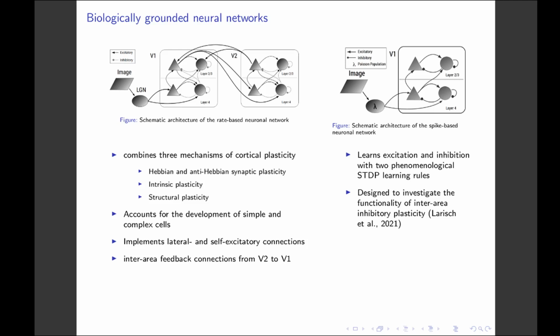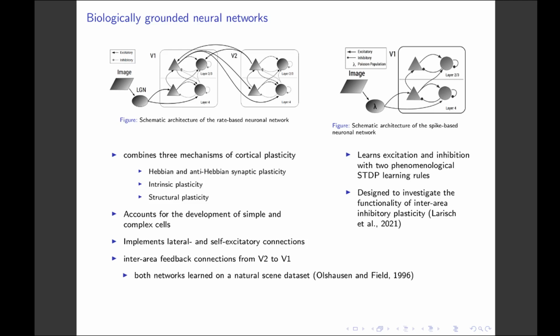The rate-based neural network combines three cortical plasticity mechanisms: Hebbian and anti-Hebbian synaptic plasticity, intrinsic plasticity, and structural plasticity. It also implements lateral and self-excitatory connections and inter-area feedback connections. The spike-based neural network is much simpler. It learns with two phenomenological STDP learning rules and was mainly designed to investigate the functionality of inter-area inhibitory plasticity.